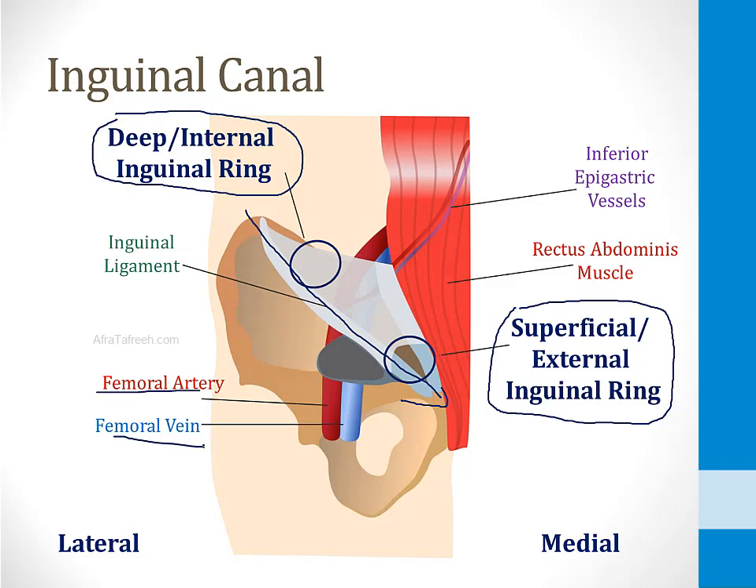Some other structures shown in this picture include the femoral artery and vein. Note that they are below or inferior to the inguinal ligament. Note also that the femoral ring shown here is medial to the femoral artery and vein. Also in this picture you can see the rectus abdominis muscle and the inferior epigastric vessels. These will be important later when we talk about landmarks for hernias.